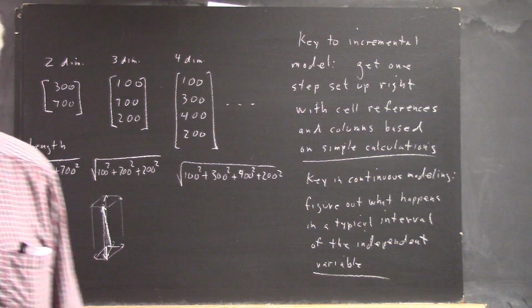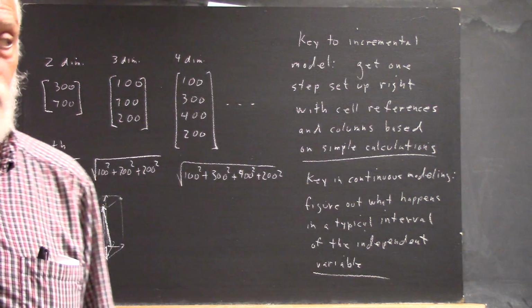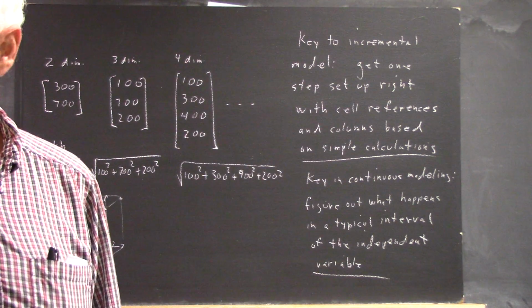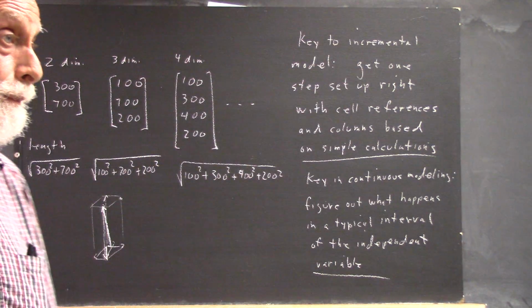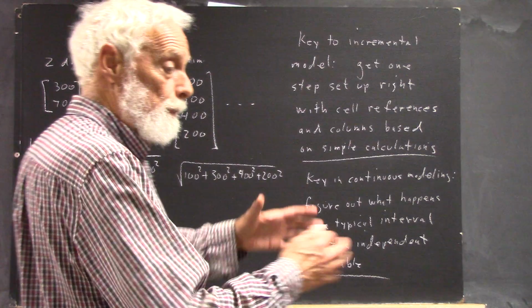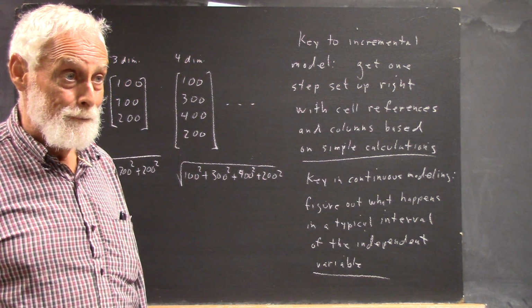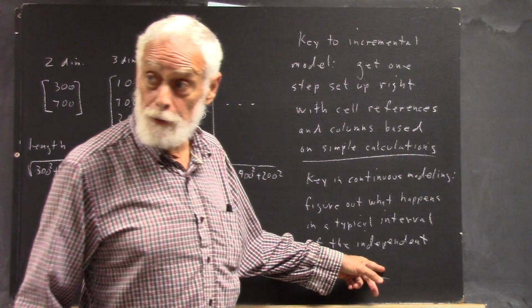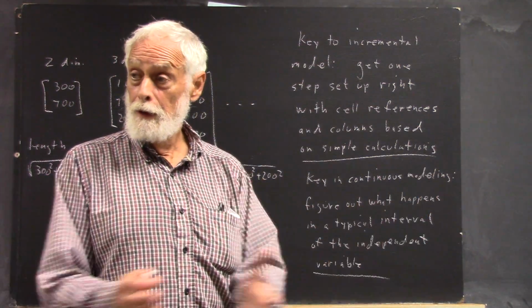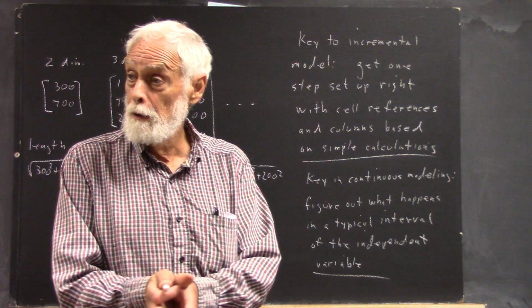Okay? If you know what happens in a typical interval of the independent variable, then you can think about a trapezoidal graph. Okay? Because that's all you're doing with a trapezoidal graph, right? You break things into intervals and figure out what happens in your typical interval.